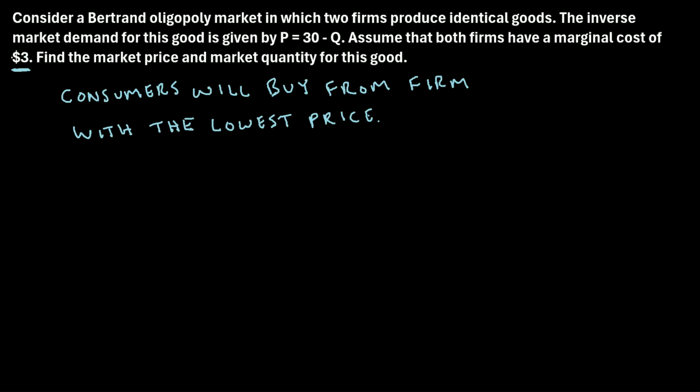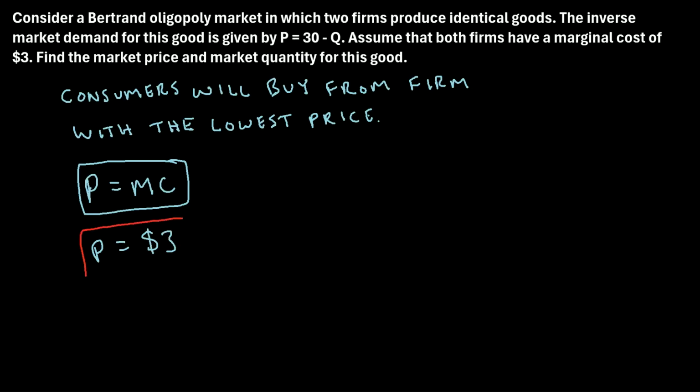But the price will not go below $3 because then the firms would be losing money. So for example, if they charged, let's say, $2.99, for each sale they would be losing 1 cent. So the price that they charge will not drop below the marginal cost. In this scenario, the price is going to be equal to the marginal cost. We're told that the marginal cost is $3, so the price will be $3 for this good. That is the price that these two firms will arrive at in this scenario in which they produce identical goods. So that is the market price.